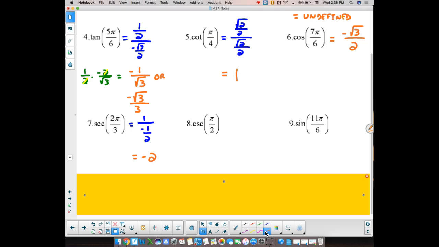Cosecant, pi over 2. Cosecant is 1 over the sine value, which is 1 over y, which is 1 over 1, which is 1.